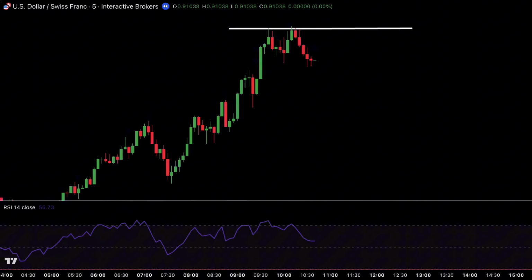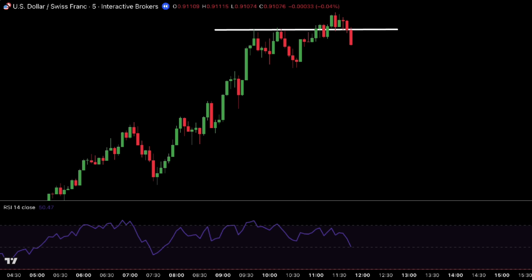Watch what happens next. Price pushes above that high, grabbing all the buy stops, but then quickly reverses back down. That short-lived breakout is the liquidity sweep. The market collected liquidity and trapped breakout buyers at the top.